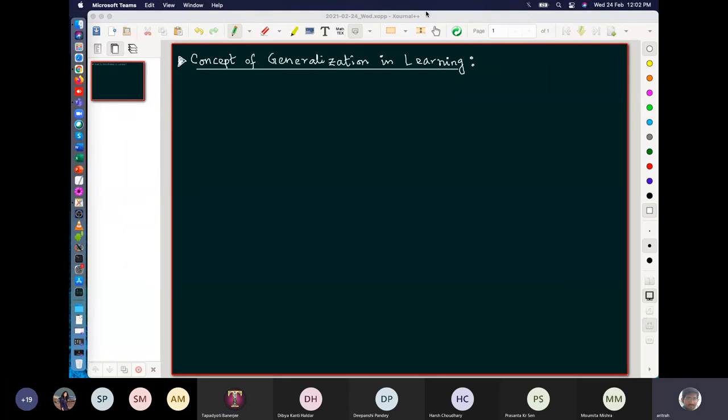So we were in the process of discussing generalization in learning, and if you remember, generalization means, see, we are given only the training examples. We do not know the unknown function, and therefore when we only see the training examples and try to learn something, how well do we generalize with respect to the unknown situation? That's the concept of generalization.